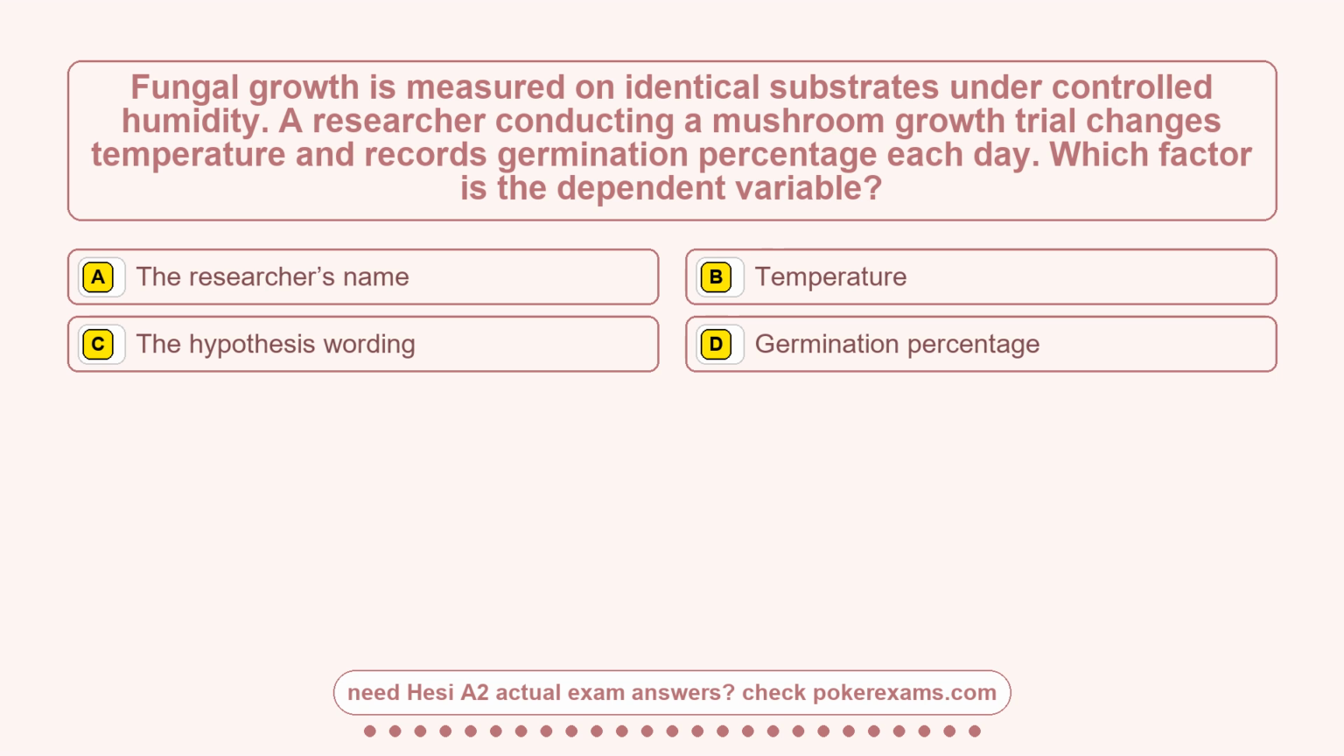Option A, the researcher's name. Option B, temperature. Option C, the hypothesis wording. Option D, germination percentage. The correct answer is option D, germination percentage.